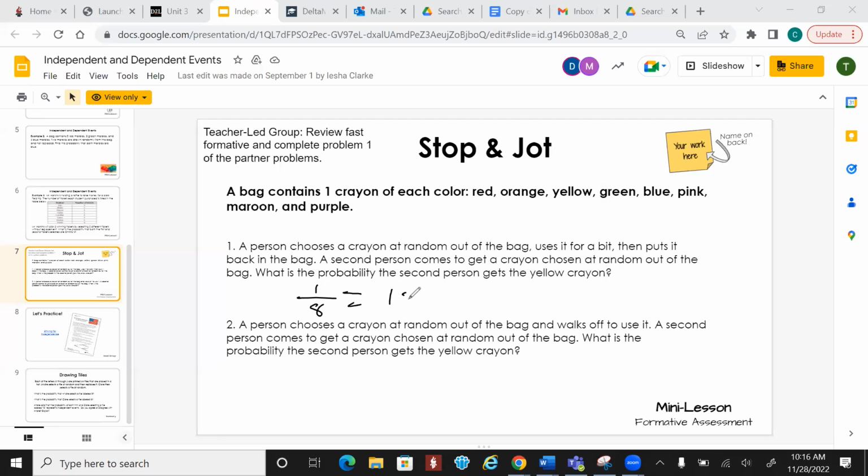I saw a lot of those. A lot of people said 13%. That's okay. I would have taken that too. A person chooses at random out of the bag, walks off to use it. A second person comes to get a crayon, chooses at random out of the bag. What's the probability that the second person gets the yellow crayon?